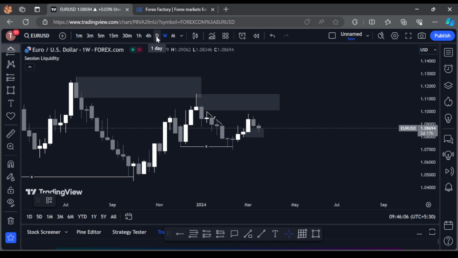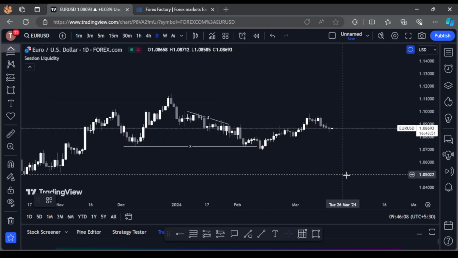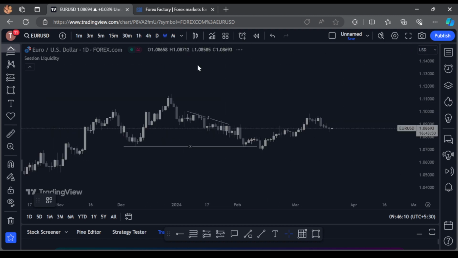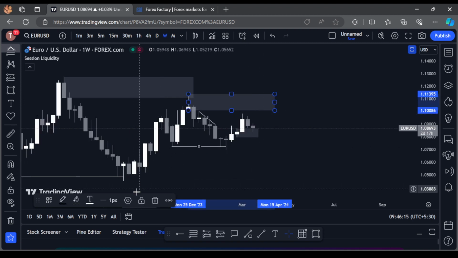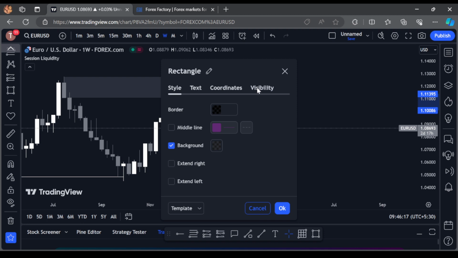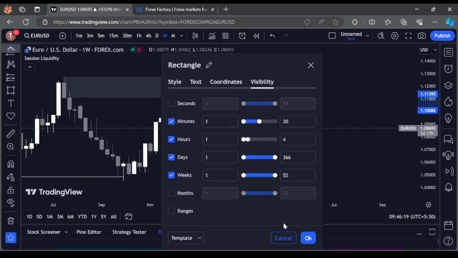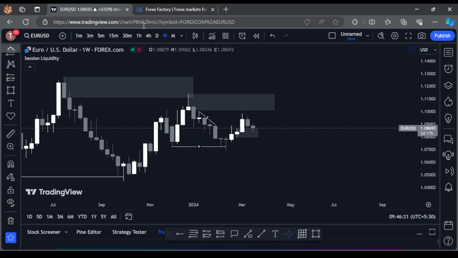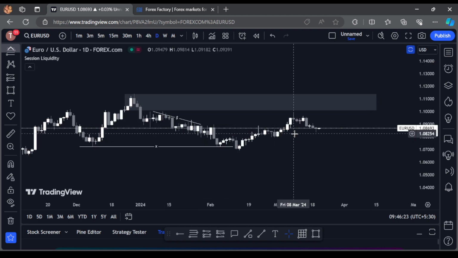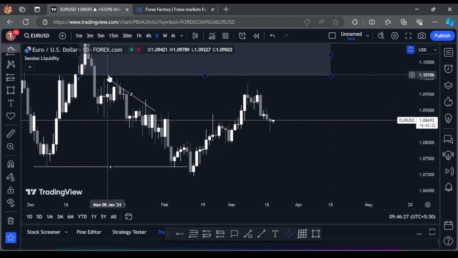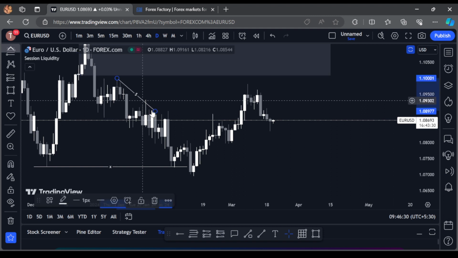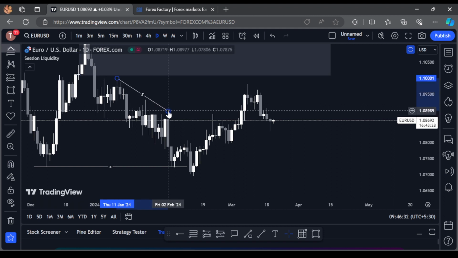So let's move to the dailies now. This is the daily chart. Okay, it is not that visible, so I'll make it visible. So let's move to the dailies. This is the daily chart. And what do we have in daily? First of all, those equal highs are present here too in the market.